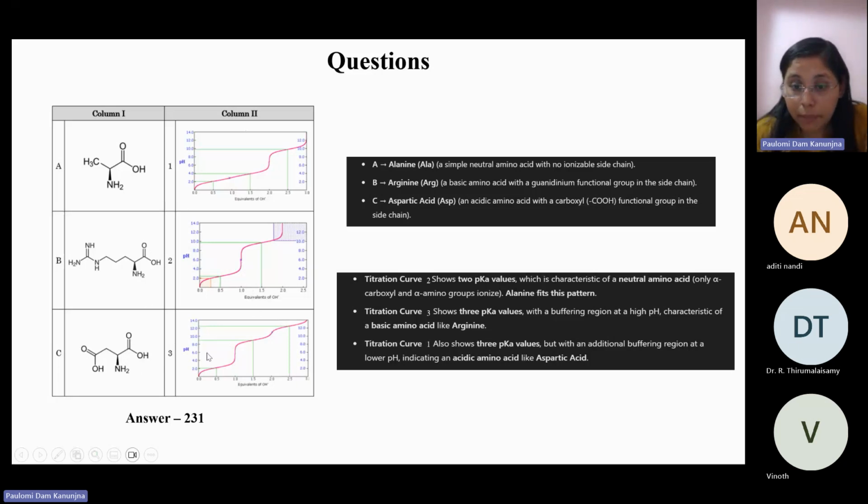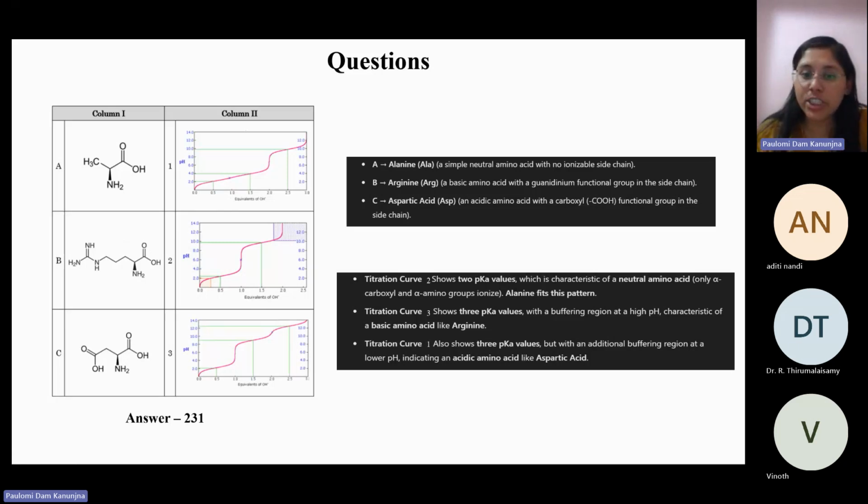If you look at B, curve 3, this has three pKa values. Now the buffering zone, if you look into this, is at a higher pH, which is characteristic of a basic amino acid like arginine. And let's compare this to titration curve 1, which again has three values, but with an additional buffering at a lower pH. So lower pH for the COOH group, while this one has buffering at higher pH because of the guanidinium group. And most of you got it correct.